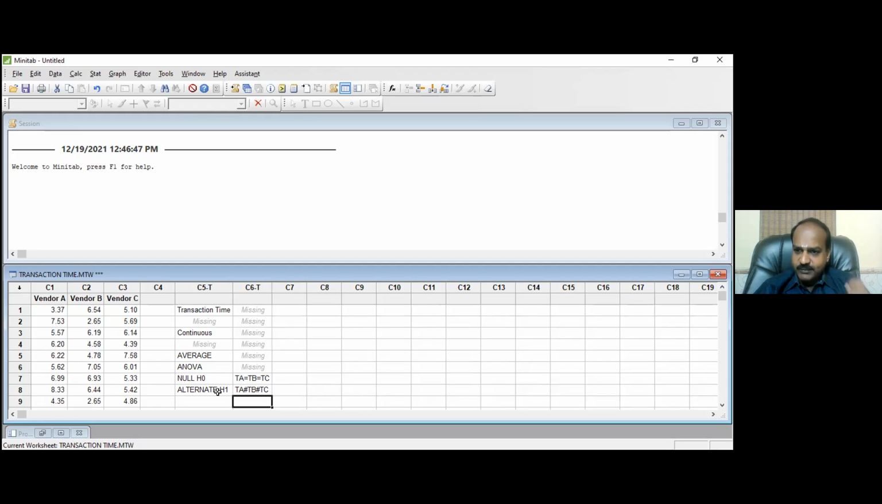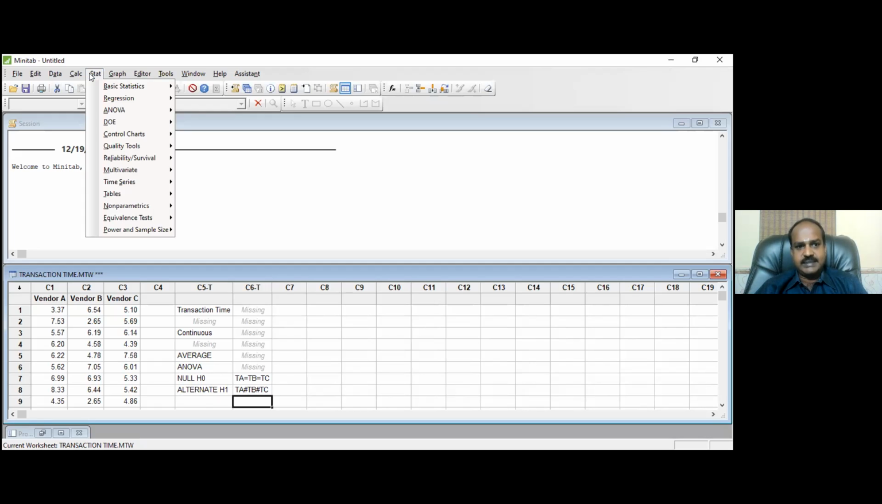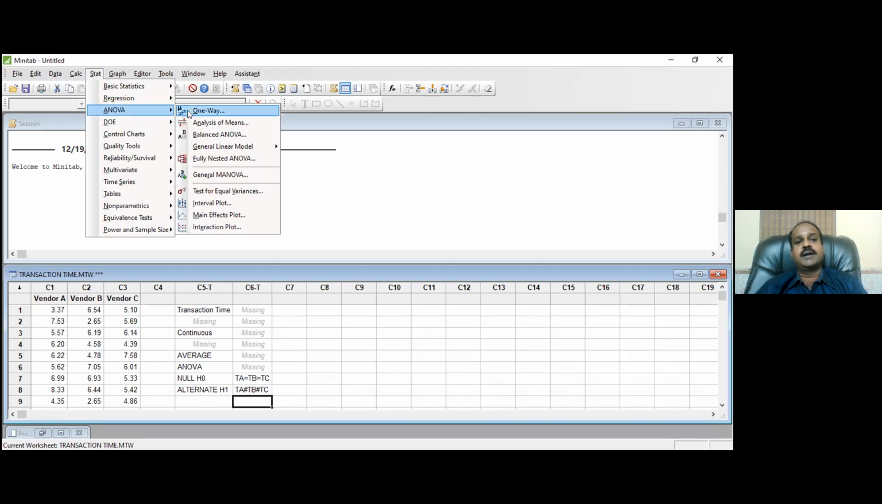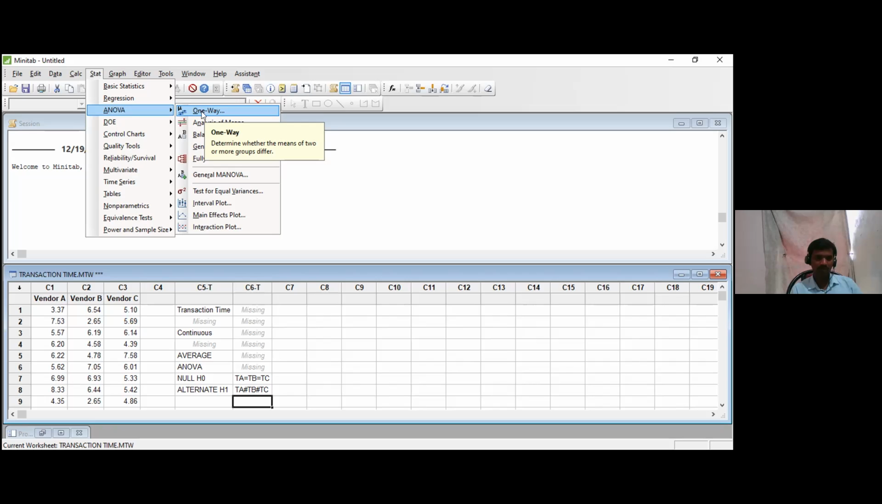Now I have to do the ANOVA. Go to Stat, go to ANOVA, go to One-Way ANOVA. Why is it one-way ANOVA? We consider only one factor. What is the factor? Type of vendor: vendor A, vendor B, vendor C. And what is our Y variable? Transaction time. So it is one-way ANOVA.